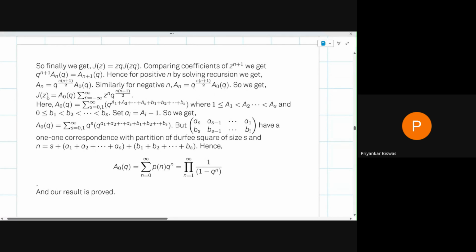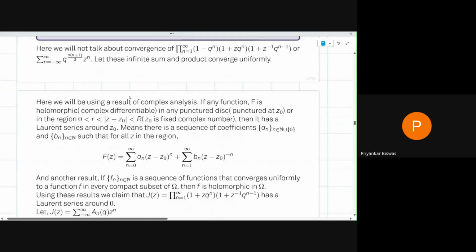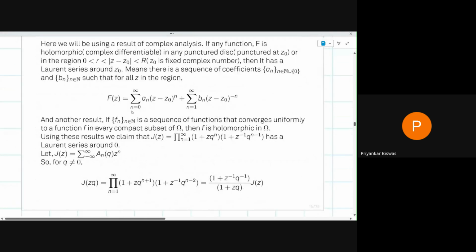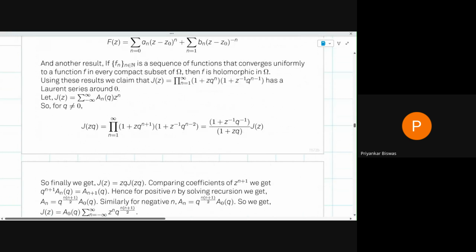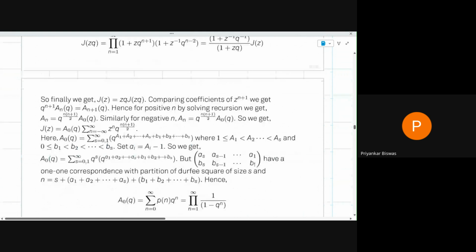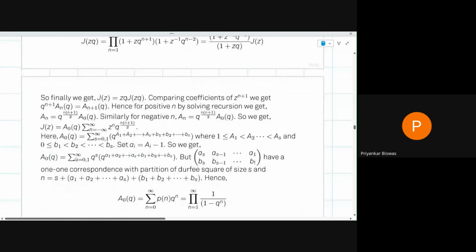So we'll get g of z is a0q into the sum over n equals minus infinity to plus infinity of z power n q power n(n plus 1) by 2. Now we have to find a0q. Well, a0q in this expression is not the coefficient, a0q is this term.